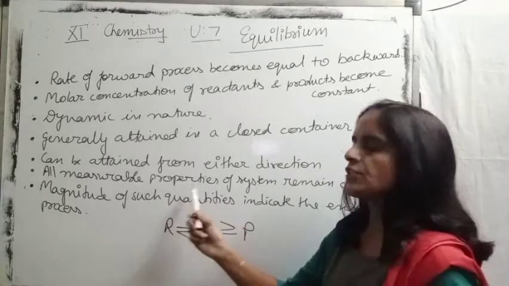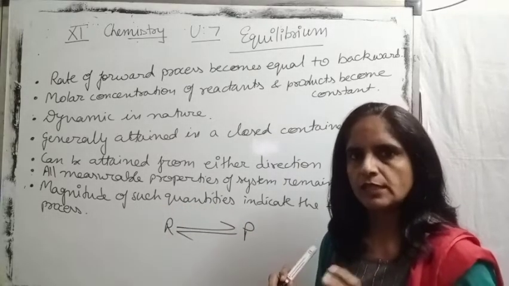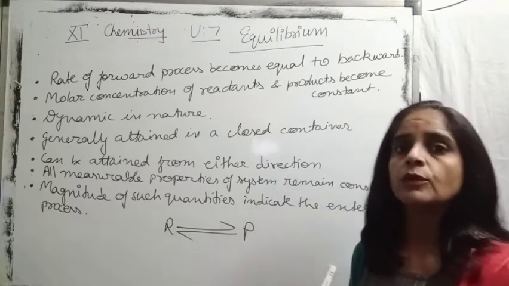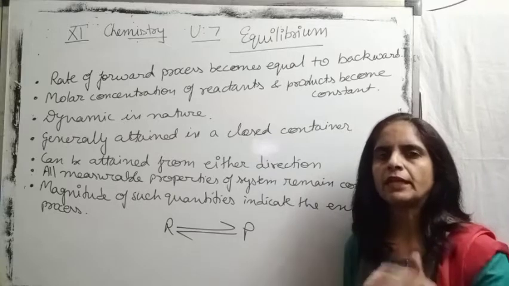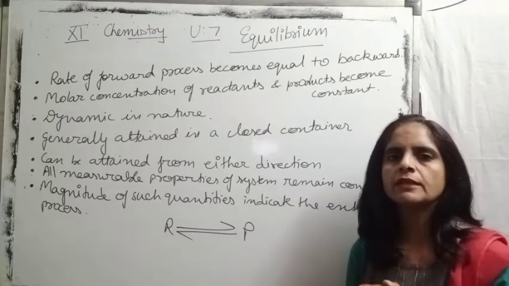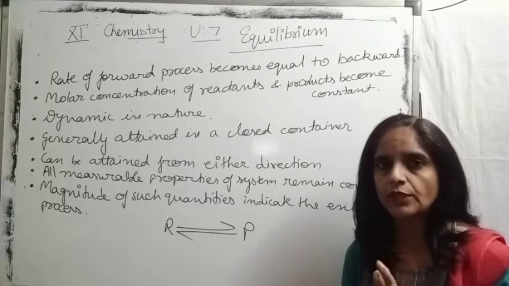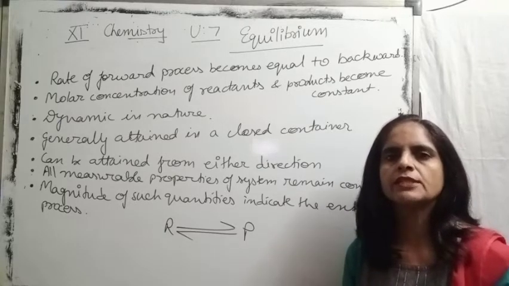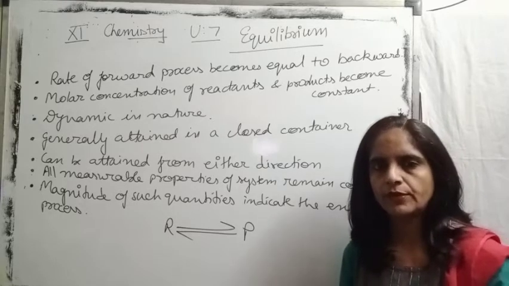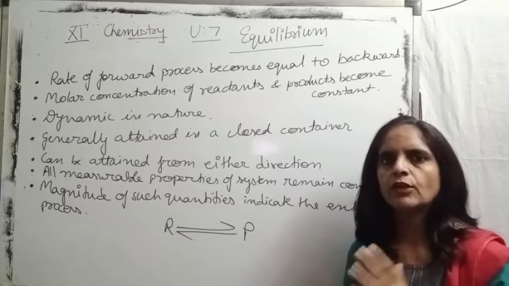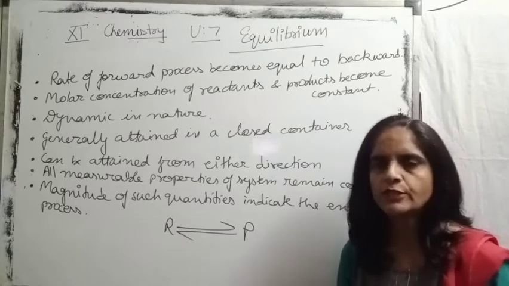Then all measurable properties of the system become constant, like temperature, pressure, concentration, whatever is the measurable property of that system. At equilibrium stage it becomes constant, meaning no change should take place. If something changes, then we cannot get the equilibrium stage, equilibrium will be disturbed. Clear? So we will be discussing all this with the help of some examples also.